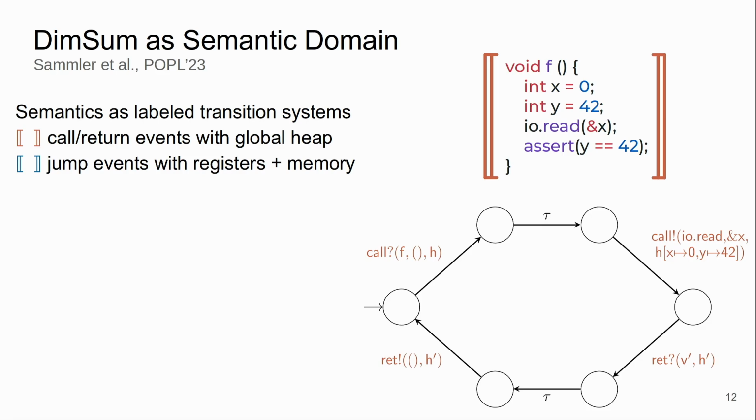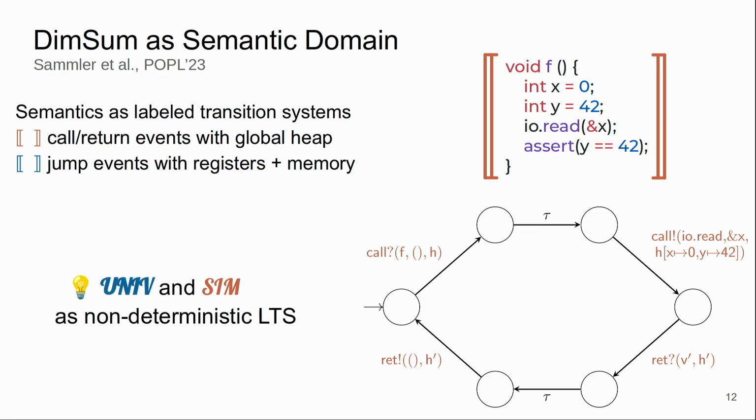After calling the I/O library, the function waits for a return, where it gets a new heap h prime, on which it then continues executing. This assert here becomes another silent tau step, and then the function returns with the same heap h prime it got before. So this is DimSum, and in DimSum we can now define the universal contract and the simulator as non-deterministic label transition systems, which non-deterministically apply all possible attacks.